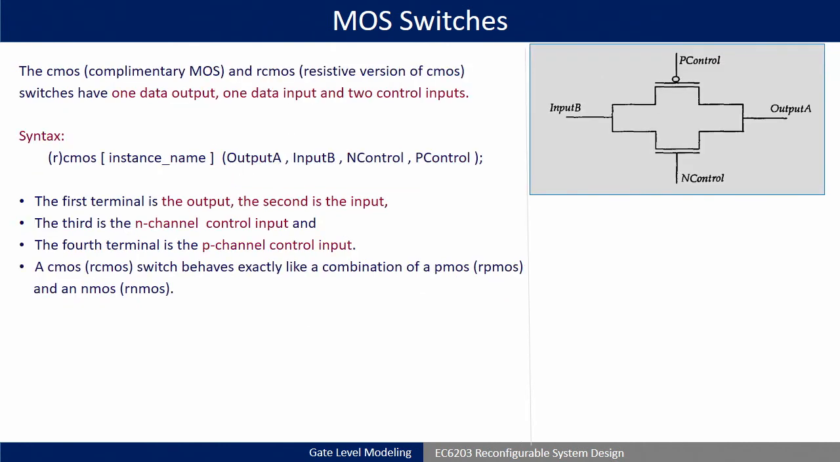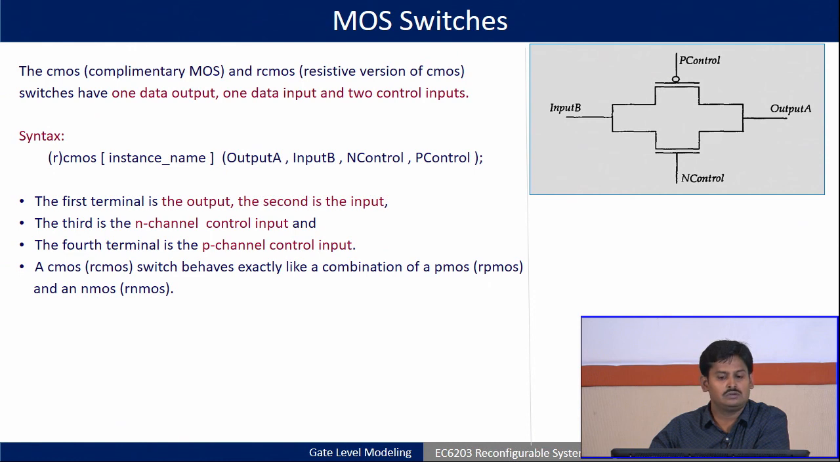The last one, another MOS switch, is called CMOS, which we have discussed. So, CMOS is there, and also RCMOS is there. The difference is that in the CMOS case we are assuming that no resistance exists once the conduction starts from left to right, okay. So, if appropriate input signals are given at the N control and P control, okay.